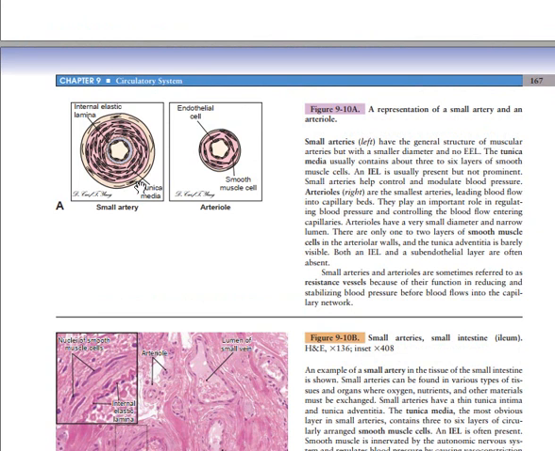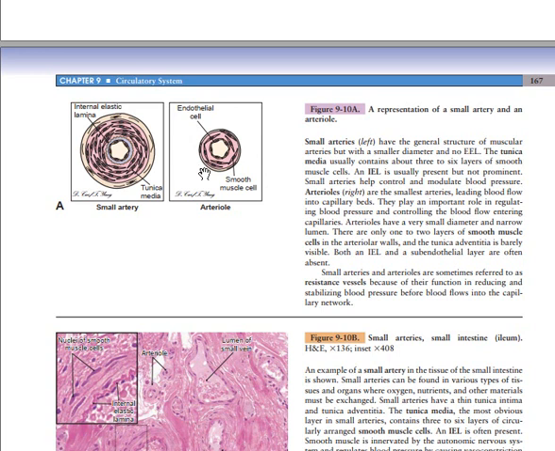So now the next, this is a representation of a small artery. In the representation of a small artery, you have the internal elastic lamina, but we don't have an external elastic lamina. You have multiple smooth muscle layers, and then you have the connective tissue layer in the tunica adventitia.